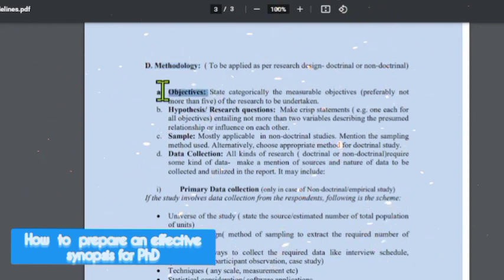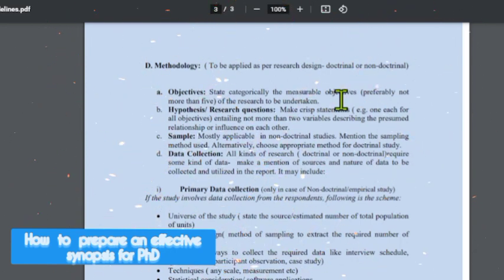Here you have to define your objectives clearly, preferably not more than 5. Many students make the mistake of defining 10 or 15 objectives, which is not at all correct. In fact, your objectives should be directly correlated to the title of your research. In case you have any doubt or confusion, always refer to the title, and from that title try to take out 4 to 5 objectives.